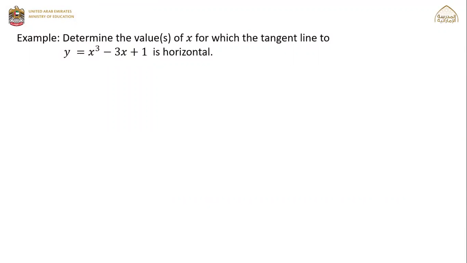We will start with this example. Determine the values of x for which the tangent line to y equals x cubed minus 3x plus 1 is horizontal. So he told me in this question that the tangent line is horizontal. What's the meaning of that? The meaning of that is the slope m must be equal to zero. Slope equals zero.